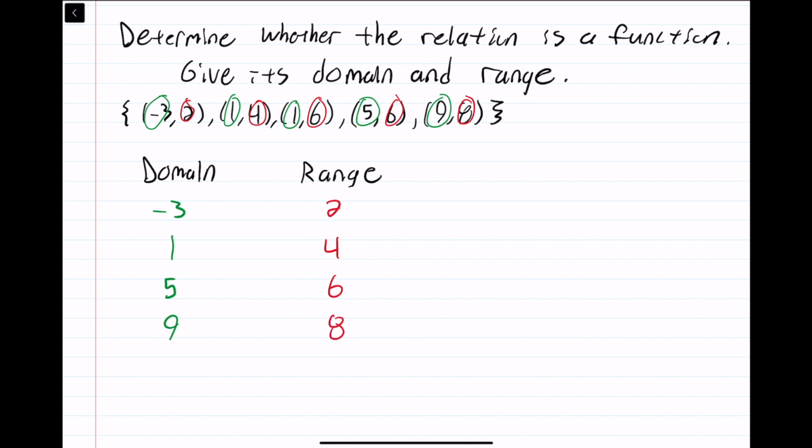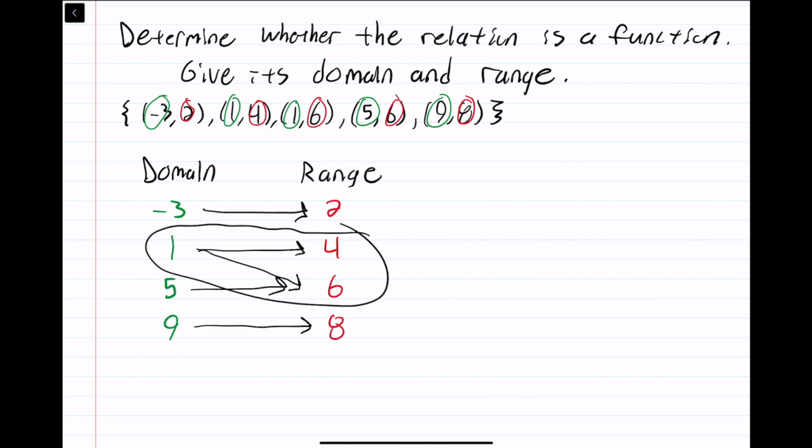So in our first pair, we have -3 maps to 2, 1 maps to 4, 1 also maps to 6, 5 maps to 6, 9 maps to 8. So, because 1 maps to both 4 and 6, this is not a function, because the definition of a function says that each member of the domain maps to exactly one member of the range. In this case, it maps to 2, so this is not a function.